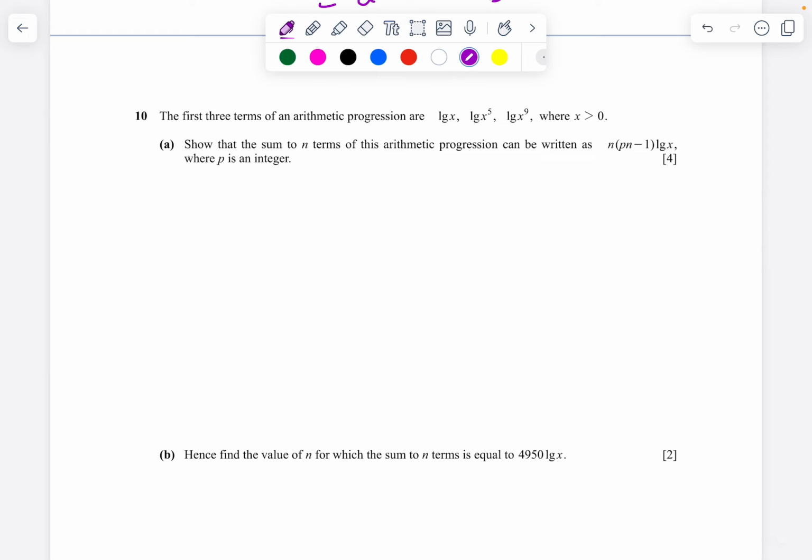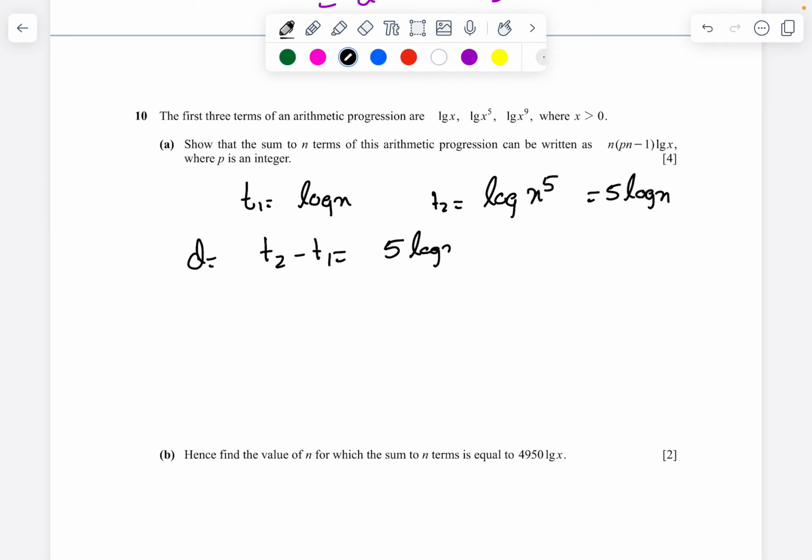And finally, question number 10. The first 3 terms of an arithmetic progression are given. So the first term T1 equals log x. The second term equals log x to the power of 5, which is 5 log x. What is the common difference? Common difference is second term minus first term, which is 5 log x minus log x, which equals 4 log x.